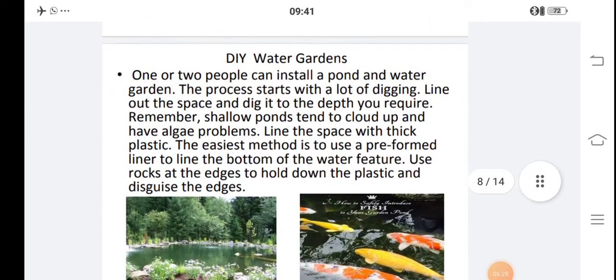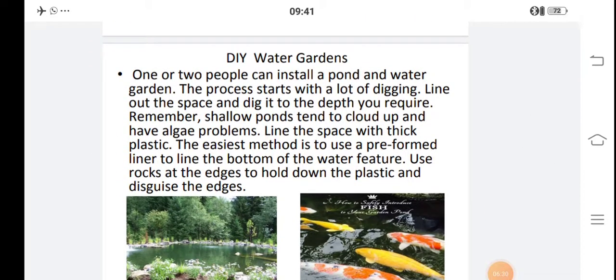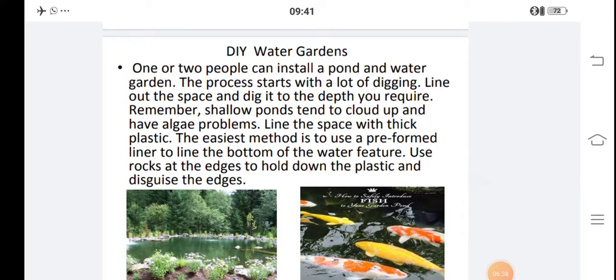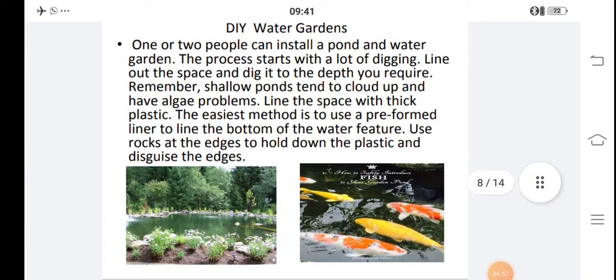Then the next one is the DIY water garden. So one or two people can install a pond and water garden. त्याला म्हणायचं DIY water garden. So generally this process starts with a lot of digging: line out the space and dig it to the depth you require, as per our interest. You see, this is the DIY water garden.